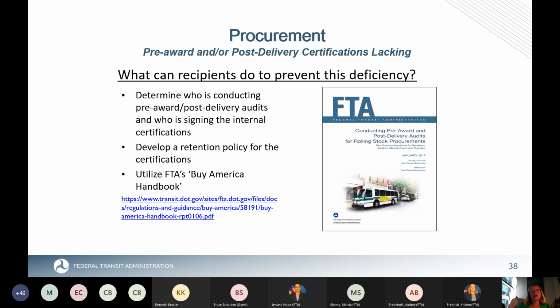Internally, what you can do under that first bullet is make sure you know who's going to be doing the pre-award and post-delivery audits and who's going to be signing those internal certifications. Make sure you develop a retention policy for where, no matter who does the certifications, these documents, after they're signed internally, are going to reside. And so those are some tips for helping to prevent deficiencies in this area.